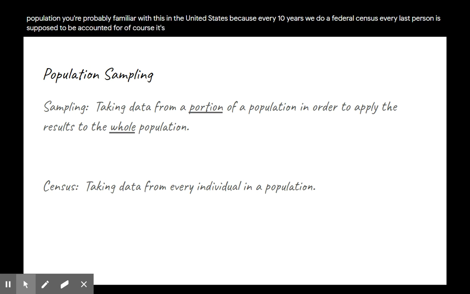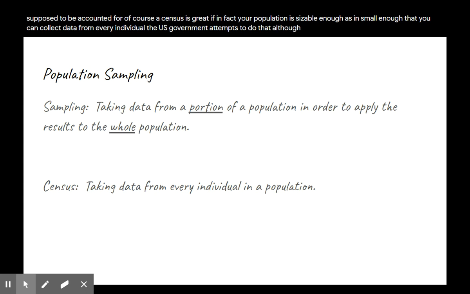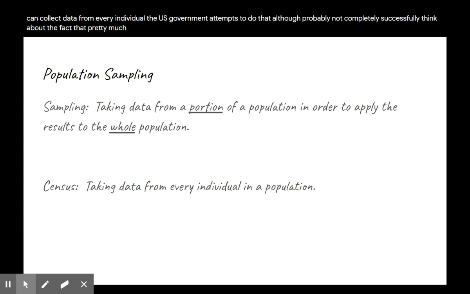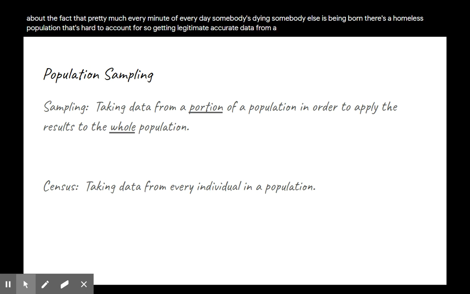Of course, a census is great if your population is small enough that you can collect data from every individual. The US government attempts to do that, although probably not completely successfully. Think about the fact that pretty much every minute of every day, somebody's dying, somebody else is being born. There's a homeless population that's hard to account for. So getting legitimate, accurate data from a census sometimes can be very difficult.